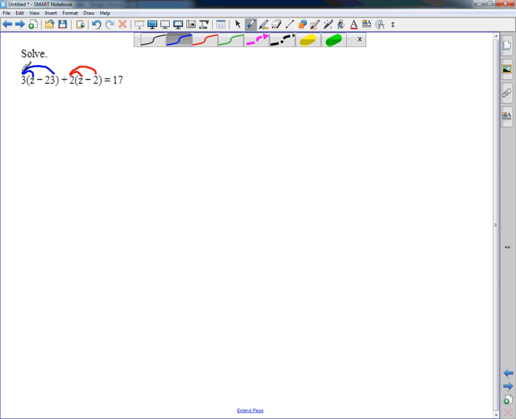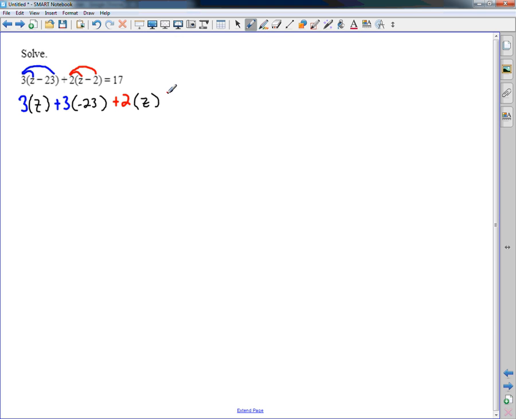Okay, so let's look at the first one. We're distributing a 3 in. So we have 3 times z plus 3 times negative 23. In the second one, we're distributing a positive 2 times z and a positive 2 times negative 2. And it's all equal to 17 still.